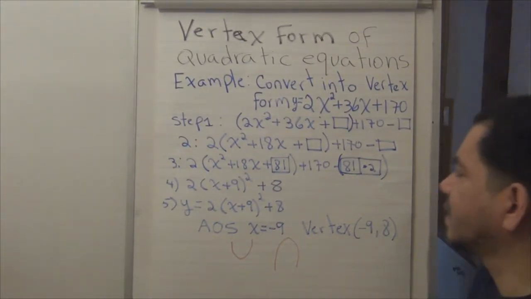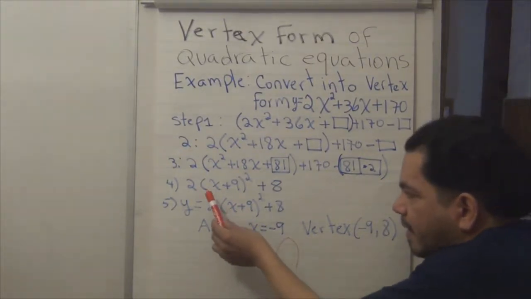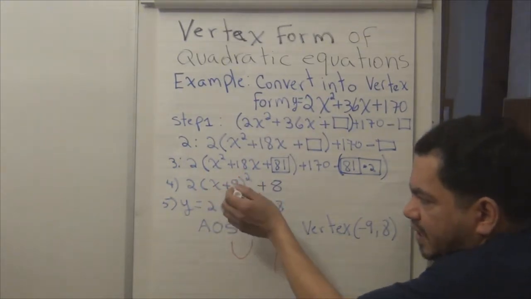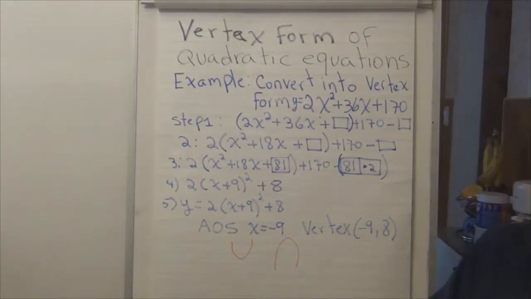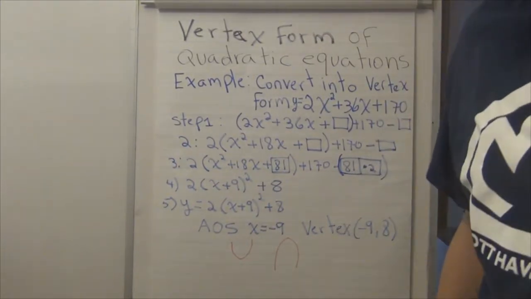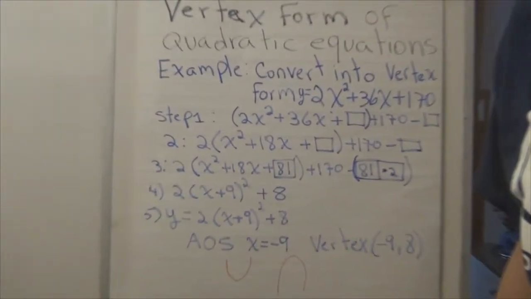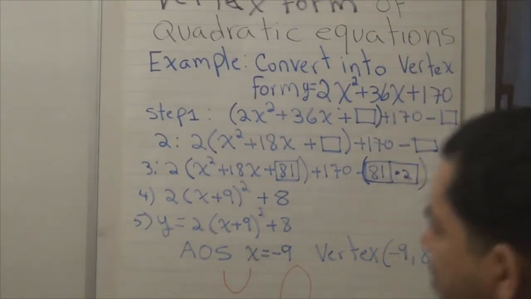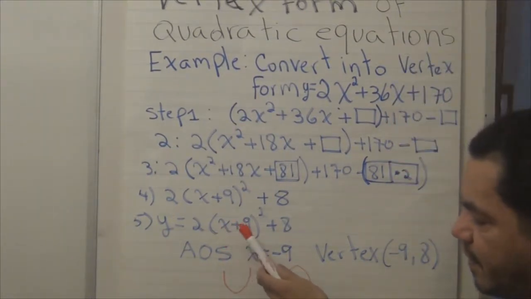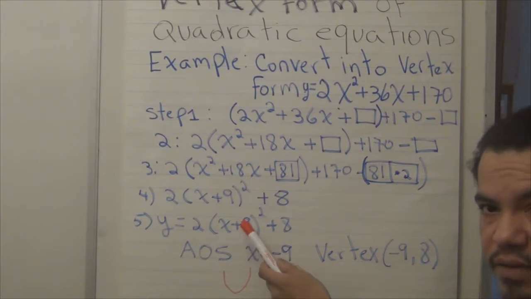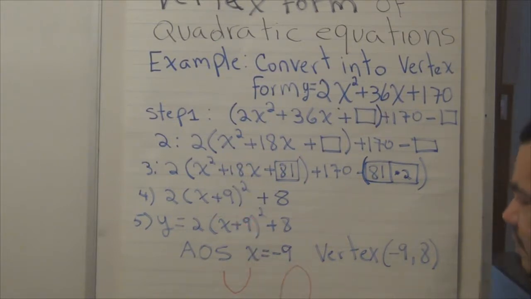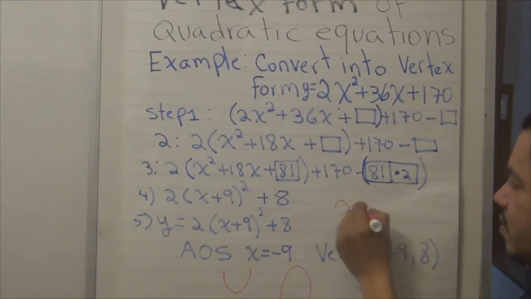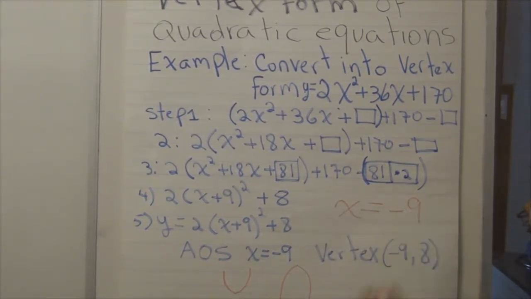Alright, so let's start. The vertex here will be the opposite of this number. Let me zoom in, maybe you can see better. The axis of symmetry, the equation of the axis of symmetry, will have the opposite of this. So in other words, the axis of symmetry will be x equals -9.